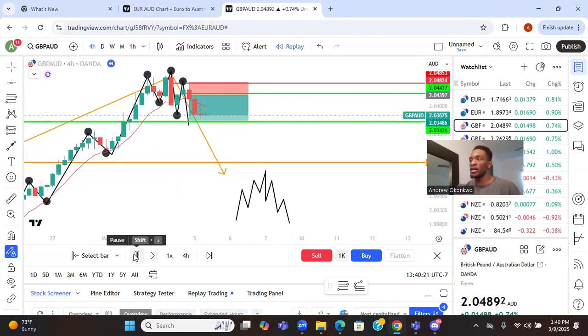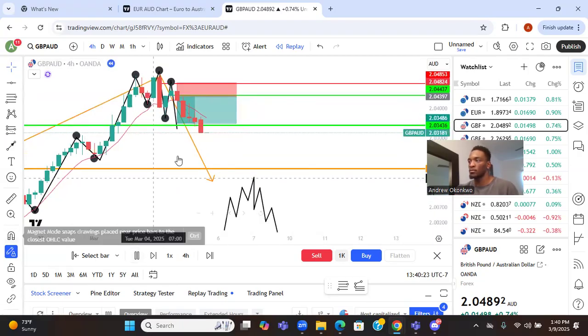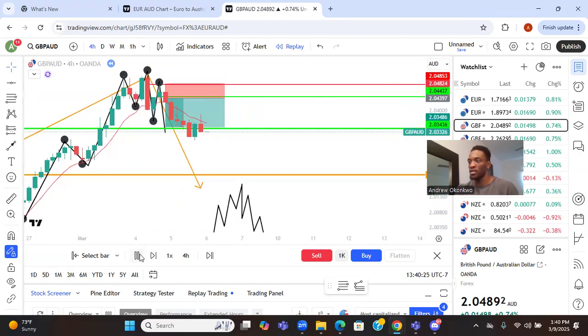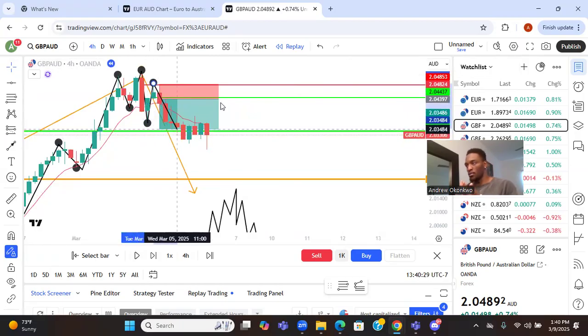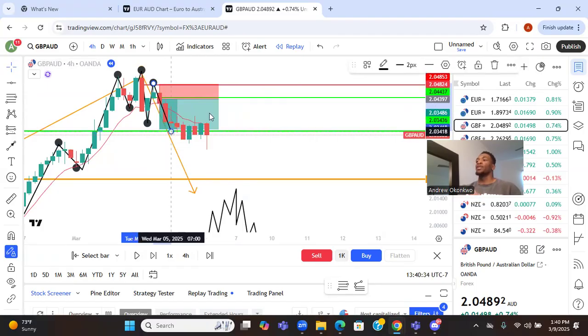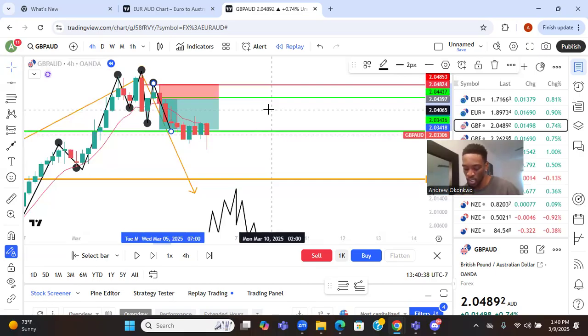All right, we see market hit our take profit. So yeah, we see market hit our take profit. We can see market still trending to the downside, things of that nature. But yeah, this was the GBPAUD trade that we had sent that Wednesday morning. So this was GBPAUD. We profited on GBPAUD.